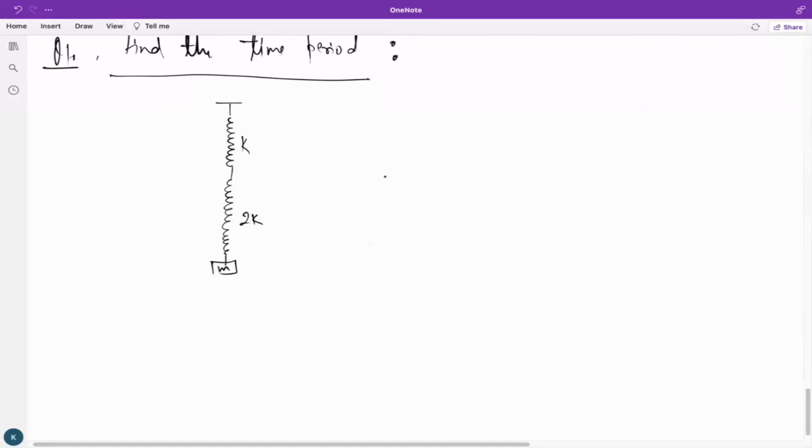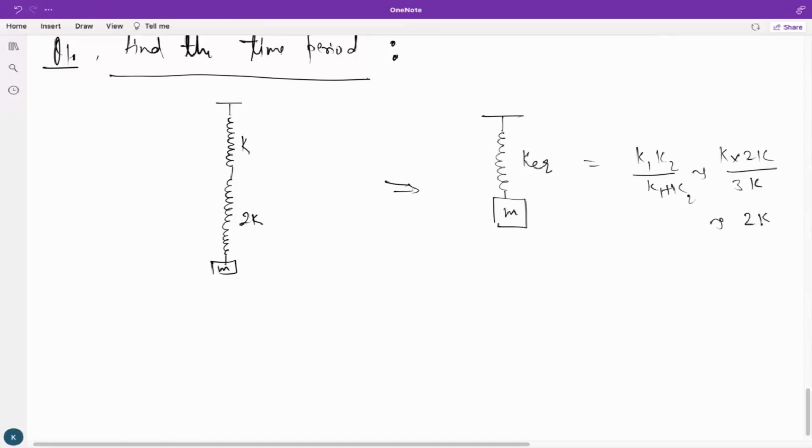My suggestion is to pause the video and try to solve it yourself, because we already solved something similar just before. We can write this two spring, one block system as a one spring, one block system, and it looks something like this. This is K equivalent. And what is K equivalent equal to? It is equal to K1 K2 by K1 plus K2 for two springs in series. And K1 we can take as K, and K2 as 2K, so K equivalent is 2K by 3K. So we can write it as 2K by 3. So this is actually our K equivalent.